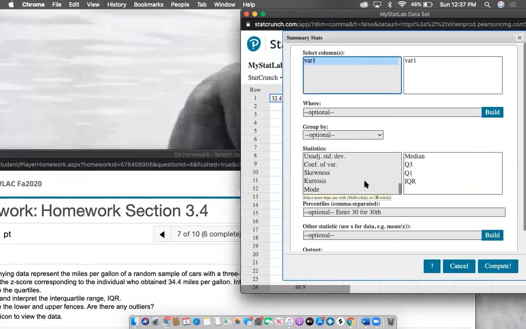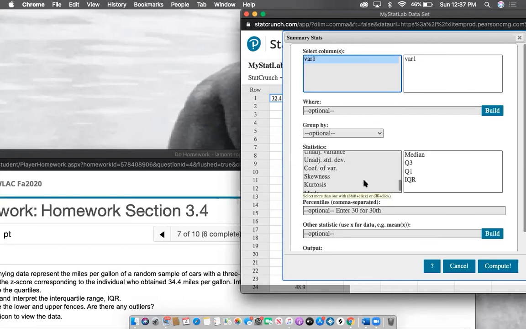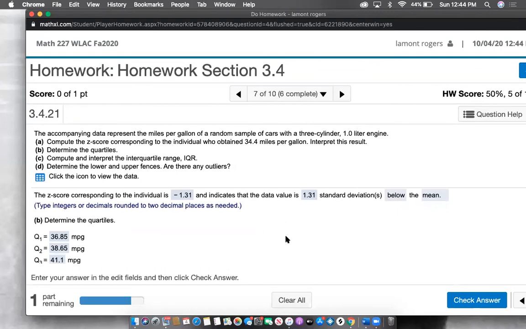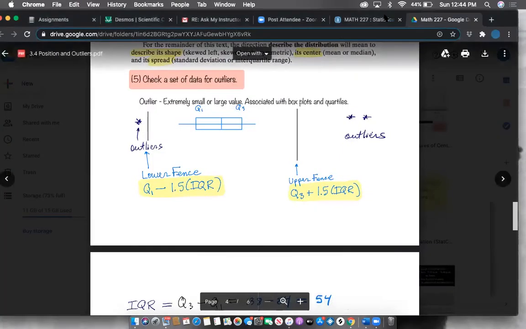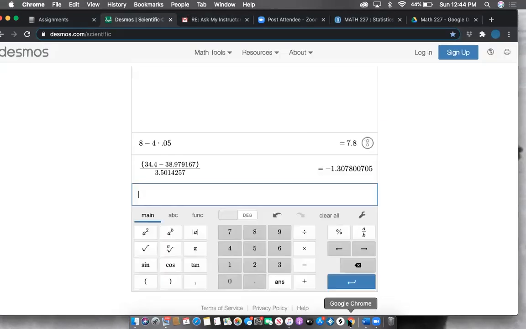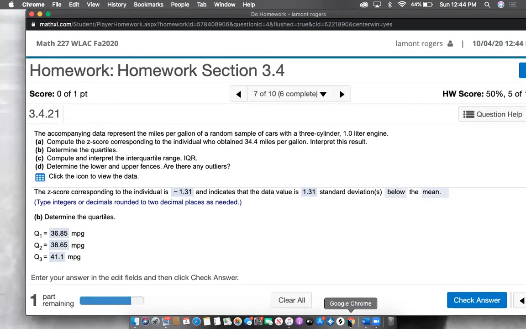If you scroll down, I don't see it. Maybe it doesn't give it. That'd be interesting if it did. Okay, so 36.85 was our Q1. Go try it on Desmos, because maybe we'll get a different answer. I'm pretty sure we did it right, but let's just check Desmos. So 36.85 is Q1.